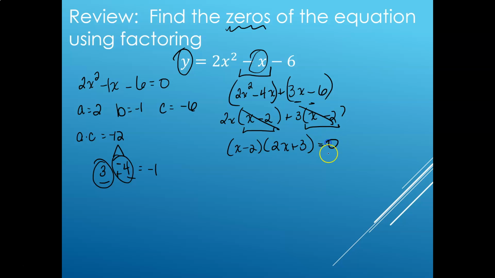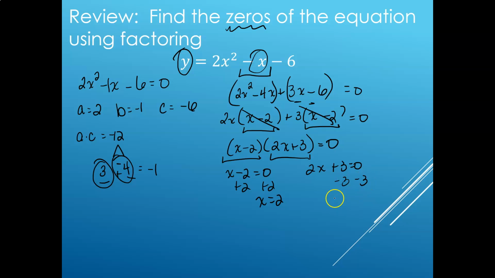Now, in order to find the zeros, remember this is all equal to 0. This has been equal to 0 all along. We just don't have to keep writing that over and over. We use our zero product property and set each one of these equal to 0. X minus 2 equals 0. 2x plus 3 equals 0. Add 2 to both sides to solve, and so x equals 2. Subtract 3 from both sides, so 2x equals -3. Divide both sides by 2, and x equals -3/2. So my zeros, or my x-intercepts on this, are 2 and -3/2.